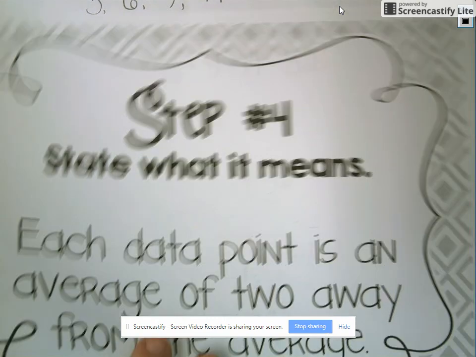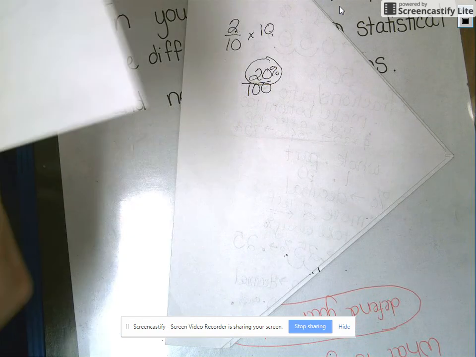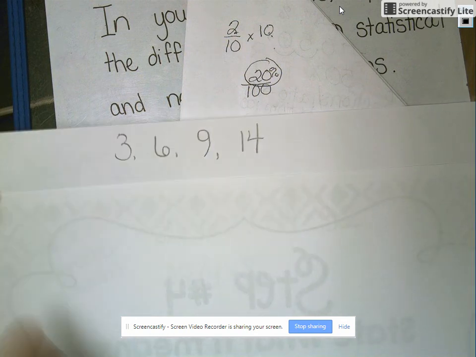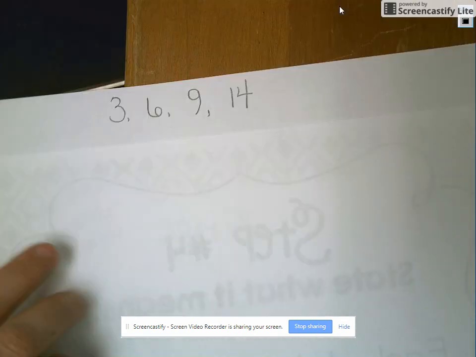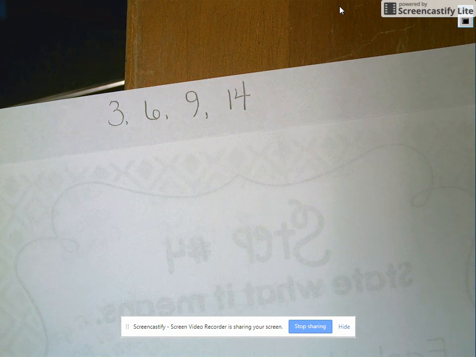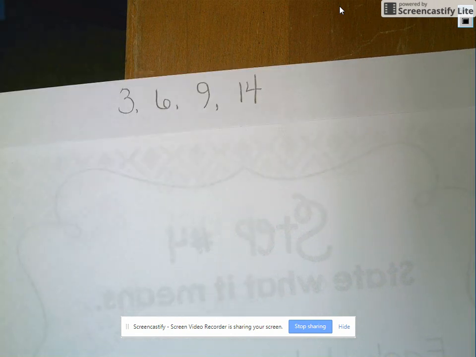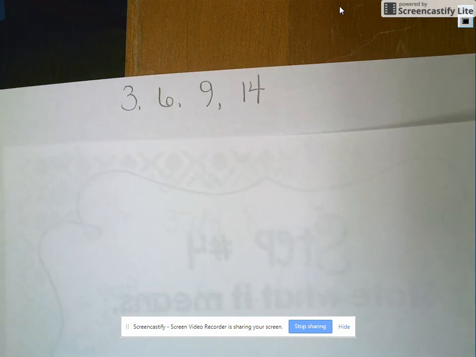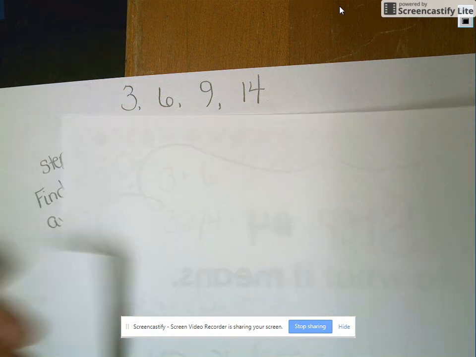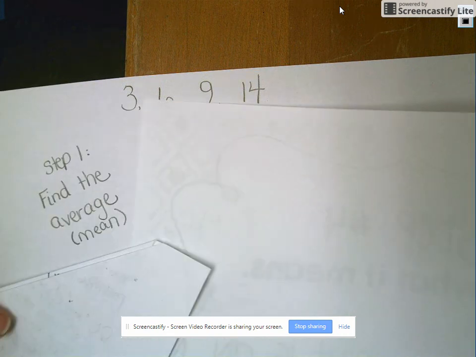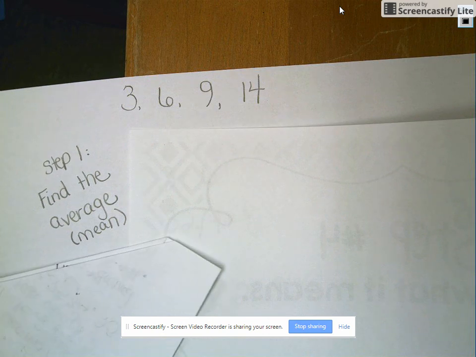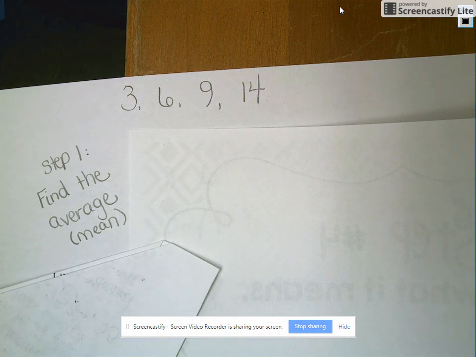Okay, so now we're going to do one together for practice. Okay. Here are the data points we're going to be using. 3, 6, 9, and 14. Okay, step 1 says that we need to find the average or the mean of these numbers. Pause the video now and give all students a chance to do that.